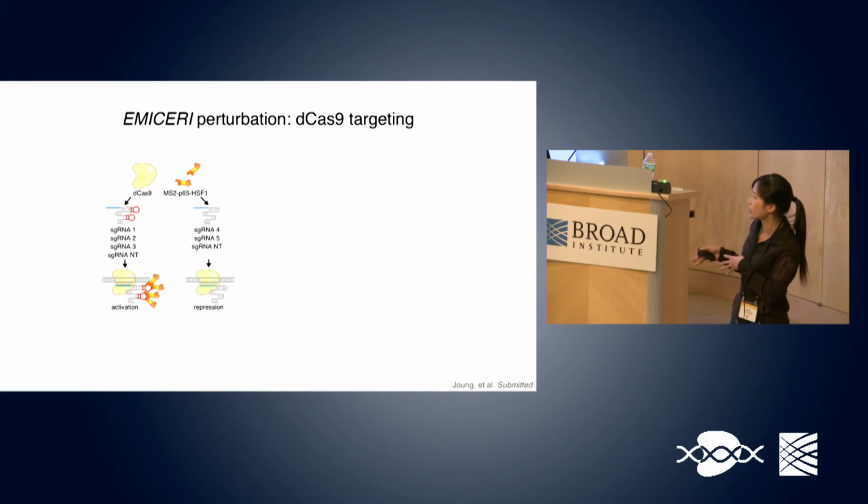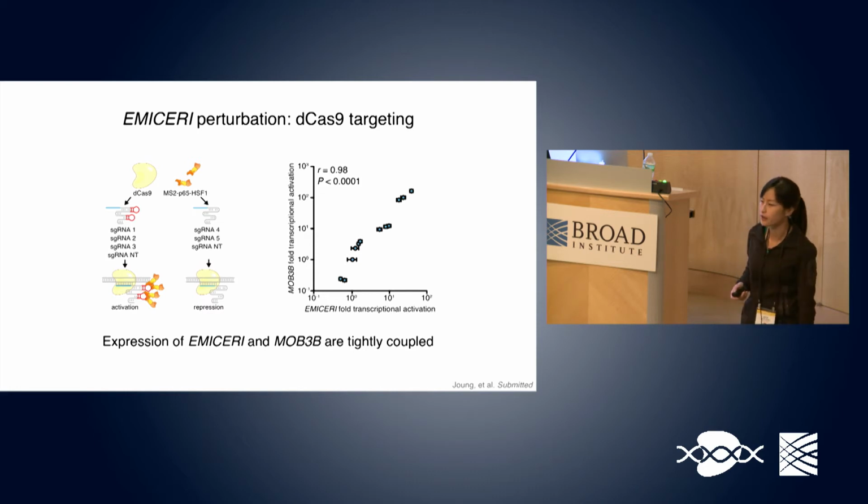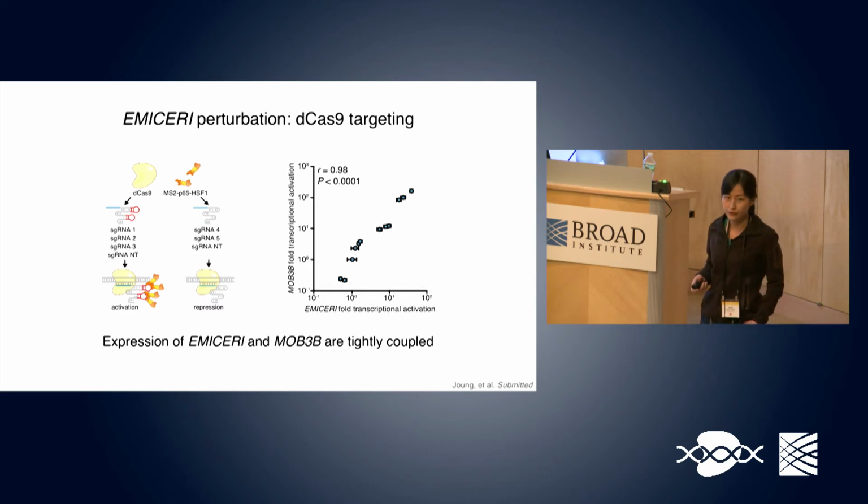So when we target the repression sgRNAs downstream of the transcriptional start site of emissary, we get repression of the emissary transcript. So by combining different activation and repression sgRNAs, we were able to show that expression of emissary and MOB3B are extremely tightly coupled across several different orders of magnitude.